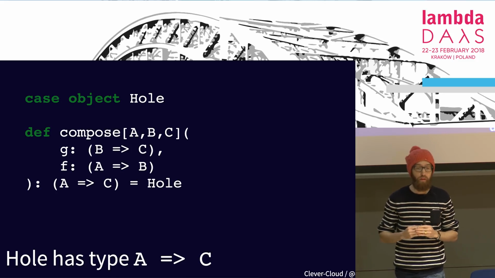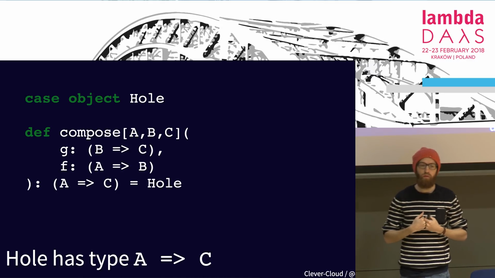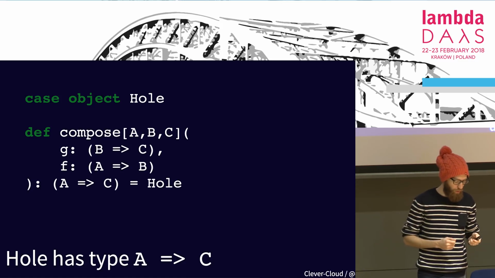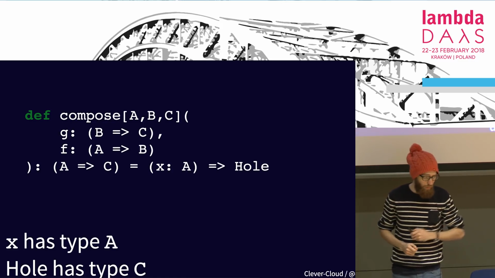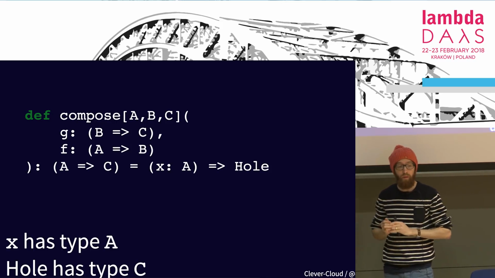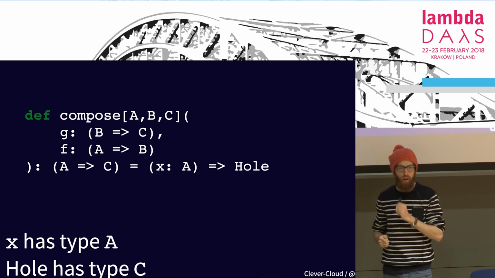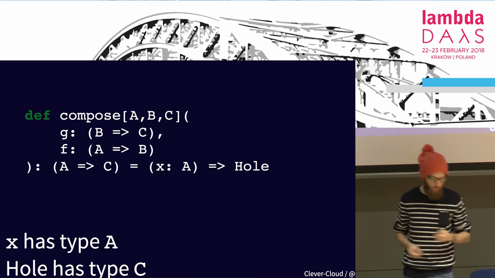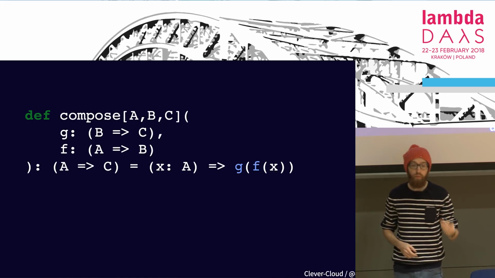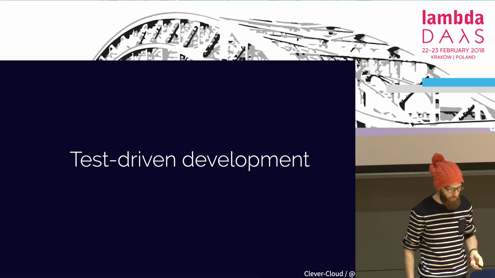And then the compiler will tell me, I expected a function from A to C, but you gave me a value of type hole. I don't know. And then you write your code step by step. And then the compiler helps you refine the implementation by telling you, yeah, what you've done is good, but I still lack an implementation of this type. And step by step, in a very mechanical way, you end up with a proper implementation. And the compiler helps you to write it.